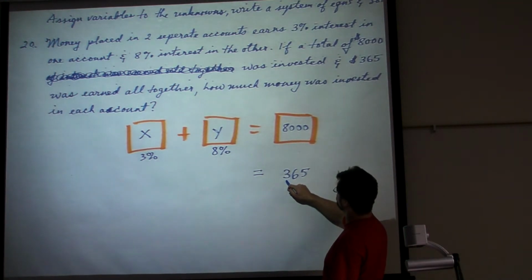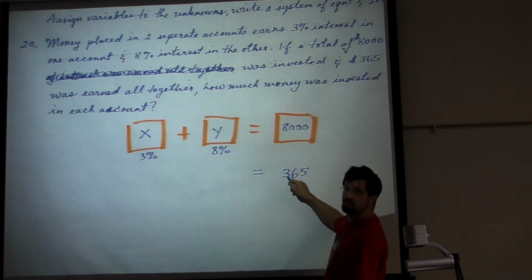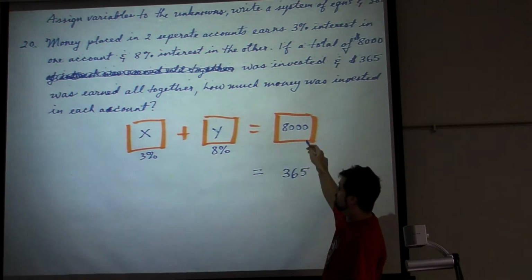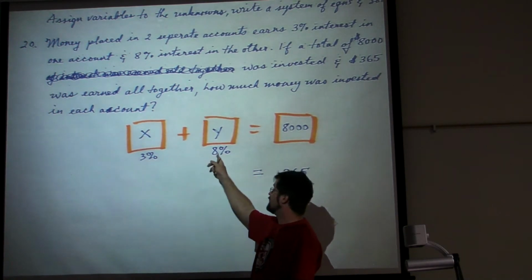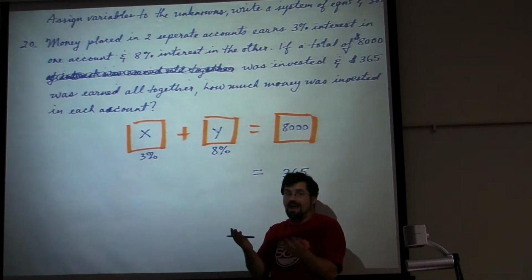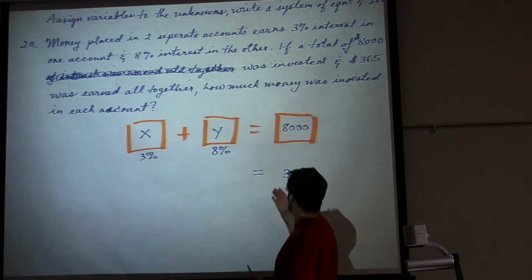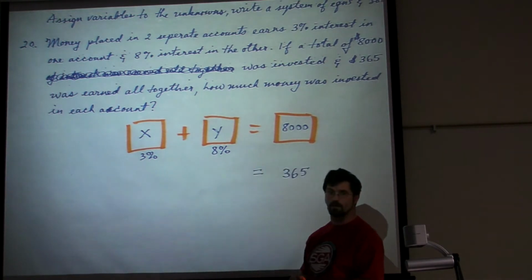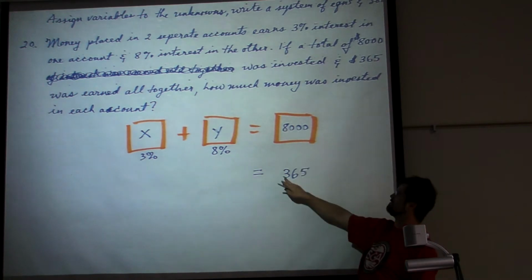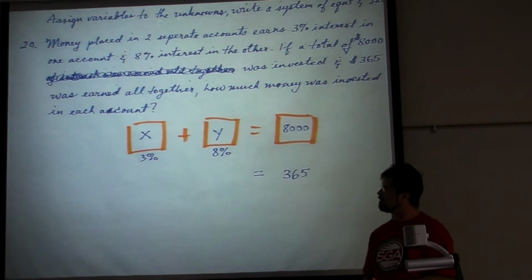If you think about it, 365 is a little less than 5%, somewhere between 4 and 5% interest, which makes sense because what are we investing in? A 3% and an 8%. So it makes sense that our average earnings would be somewhere in between. But they don't give us that number. They instead give us that number. So we can go right to that.